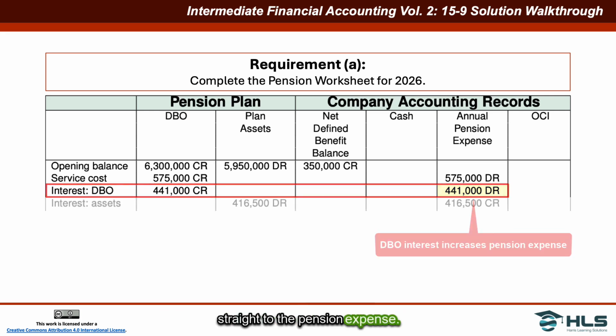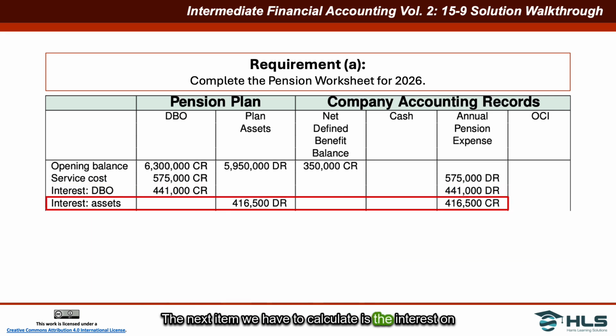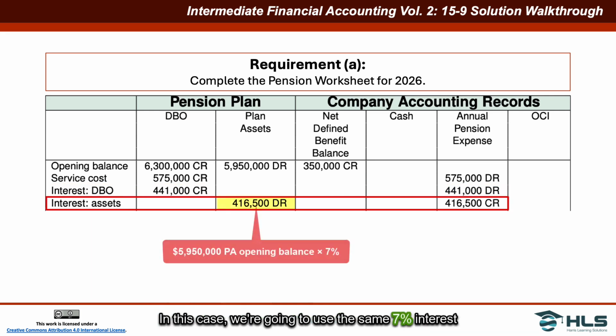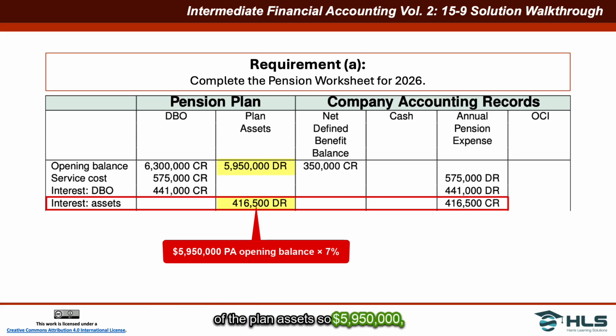expense. The next item we have to calculate is the interest on the plan assets. In this case, we're going to use the same 7% interest rate provided. In other problems, you could have a different interest rate to apply to the defined benefit obligation and the plan assets, but in this case, we only have one interest rate provided, so we're going to use that for both calculations. We'll apply that 7% interest on the beginning balance of the plan assets of $5,950,000 multiplied by 7%.